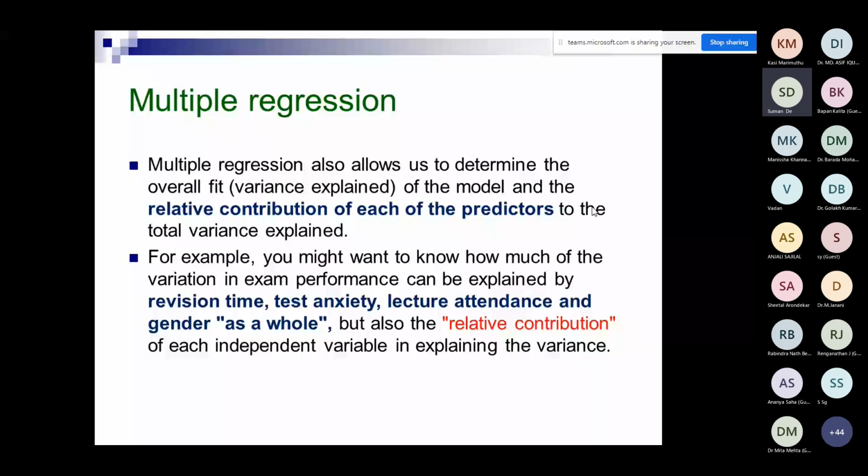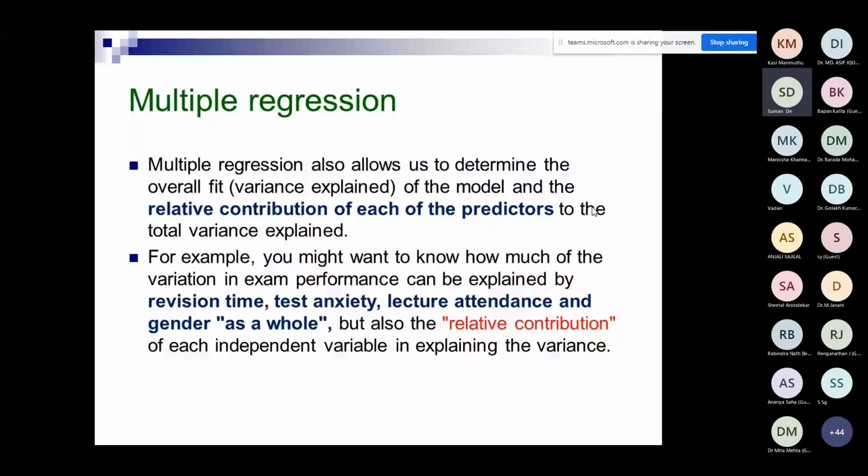So for example, you might want to know how much of the variation in exam performance can be explained by the revision time, test anxiety, the lecture attendance, and the gender as a whole. But also the relative contribution of each independent variable in explaining the variance in the dependent variable. We can predict. Agree? Shall we move on?